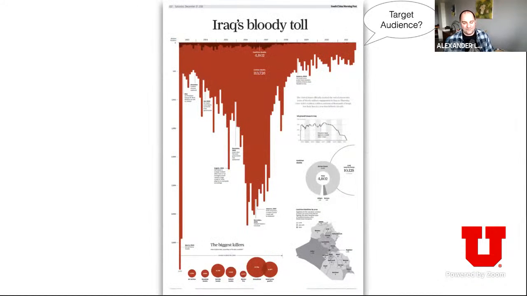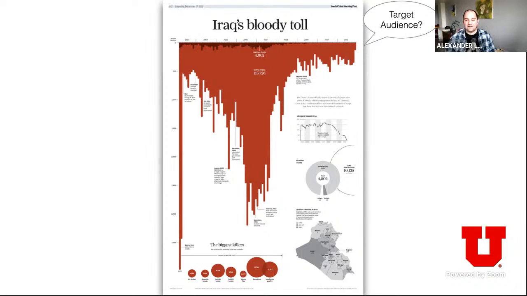And then finally, we have this chart here. Is this Iraq's bloody toll? Is this neutral or opinionated? Well, very clearly, this is very opinionated. There is a very strong effect from making this bar chart look like running blood. It's also slightly biased in terms of how the title is phrased.